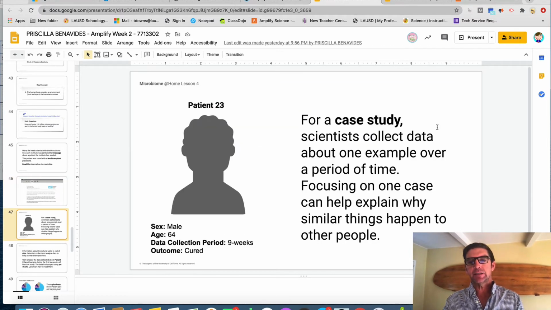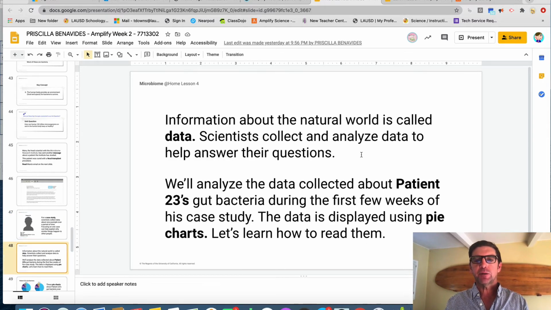For a case study, scientists collect data about one example over a period of time. Focusing on one case can help explain why similar things happen to other people. Information about the natural world is called data. Scientists collect and analyze data to help answer their questions. We'll analyze the data collected about patient 23's gut bacteria during the first few weeks of his case study. The data is displayed using pie charts. Let's learn how to read pie charts.